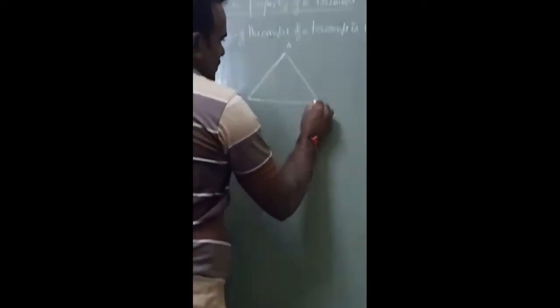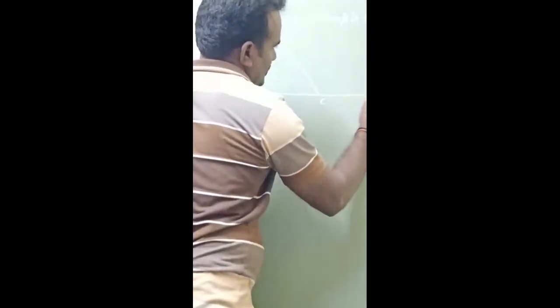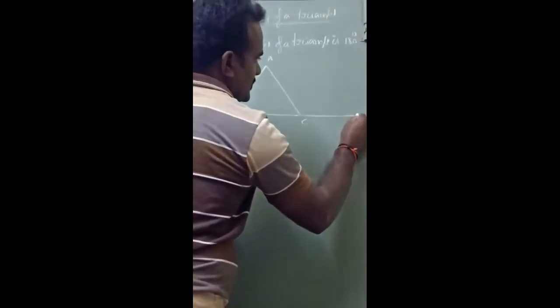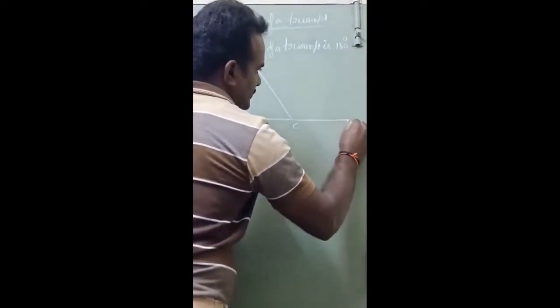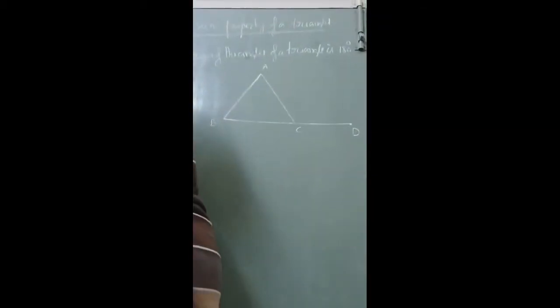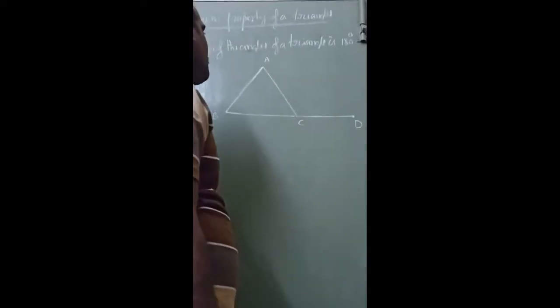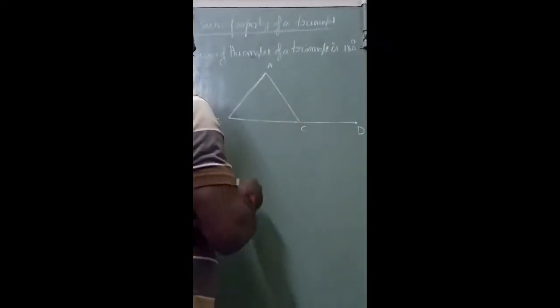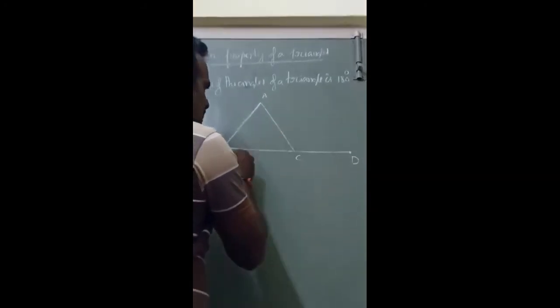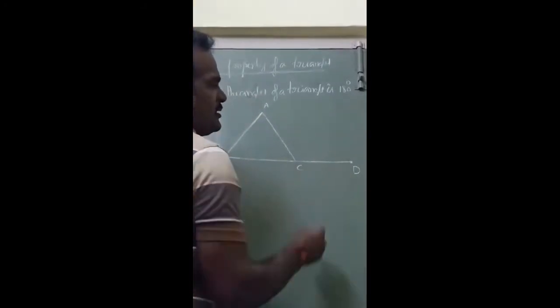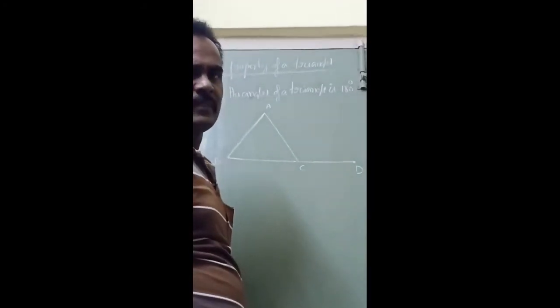Now produce BC up to D. BC is produced through C, so this point is D. AB is a side of the triangle, and BC is produced through C up to D.